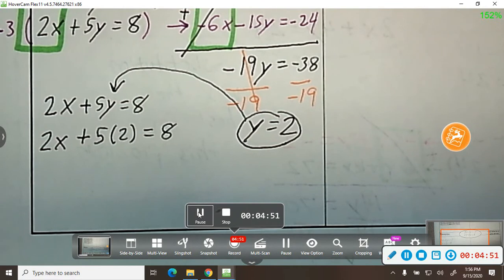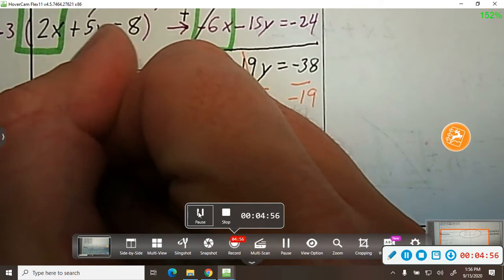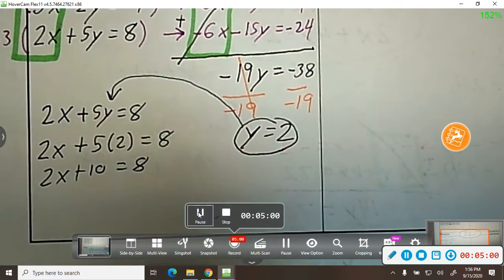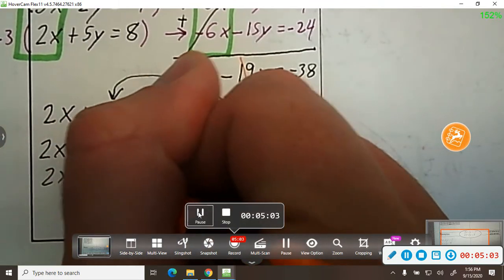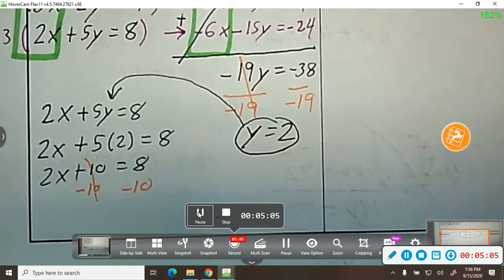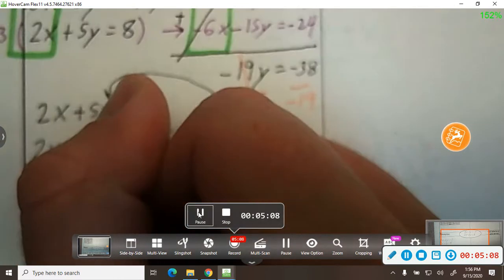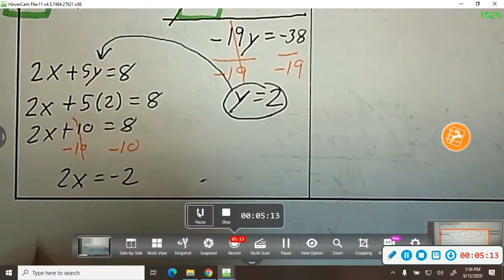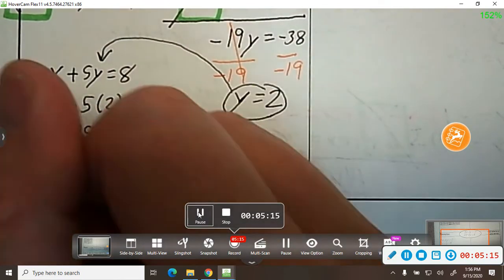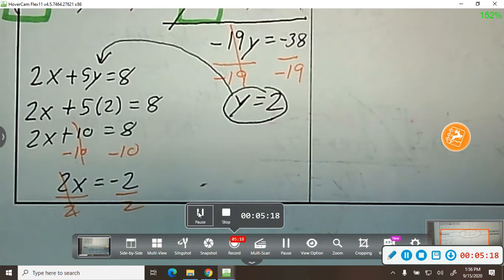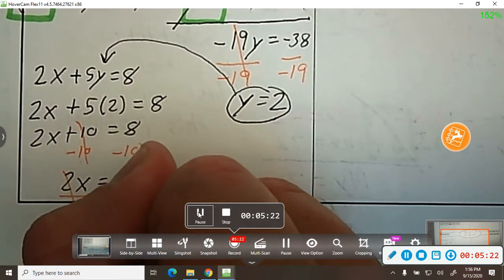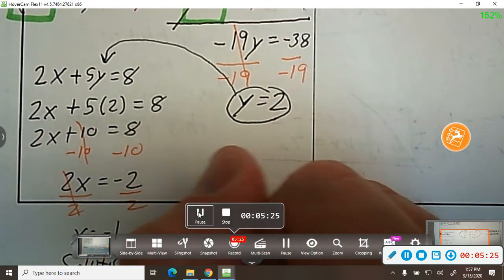From there, simple. 5 times 2 is 10. Subtract 10 from both sides. Divide both sides by 2. And I get x is -1. So I say my solution is -1, 2.